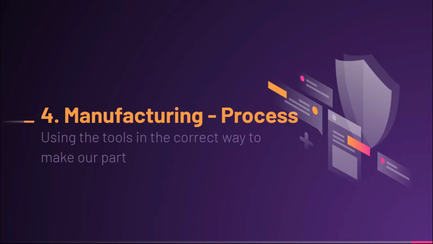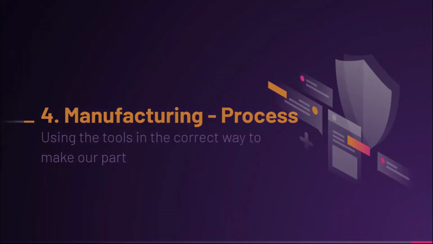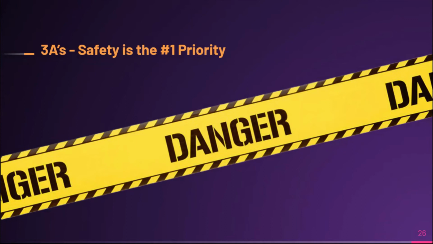Okay, now that we've covered all the different tools and their purposes and alternatives, let's get to the fun part, the actual manufacturing process. The first and most important thing we must do in the manufacturing process is safety. Our 3 A's come into play here.